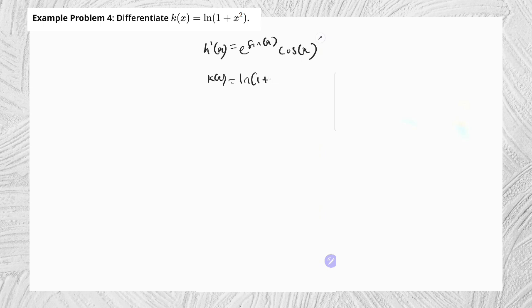For this question, we have to differentiate k of x is equal to ln of 1 plus x squared. So let u equal 1 plus x squared, so that k of x will equal ln u.